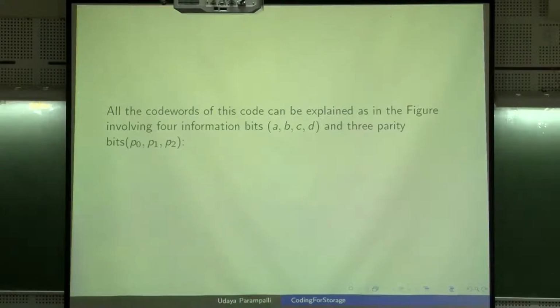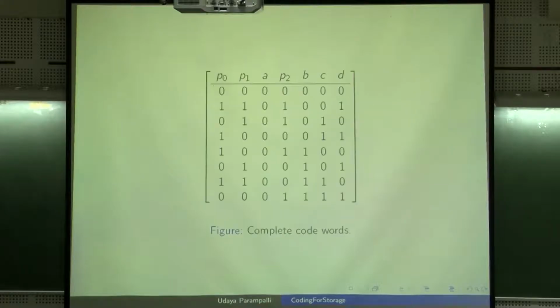All the code words of this code can now be explained in the figure, in the paper, as 4 information bits. The information bits are A, B, C, D. A can be 0 or 1, B can be 0 or 1, C can be 0 or 1, D can be 0 or 1. So each position has 2 choices. How many different combinations are possible? 16, 2 to the power of 4, right? This is a simple combinatorial fact, and then of course you have 3 parities that depend on all of them.